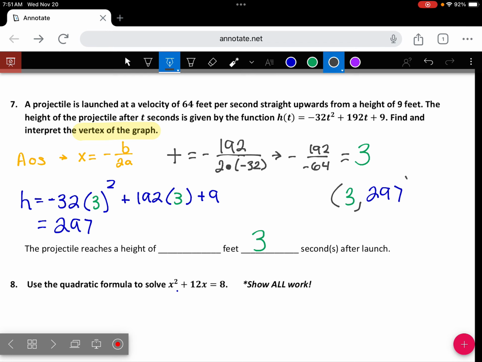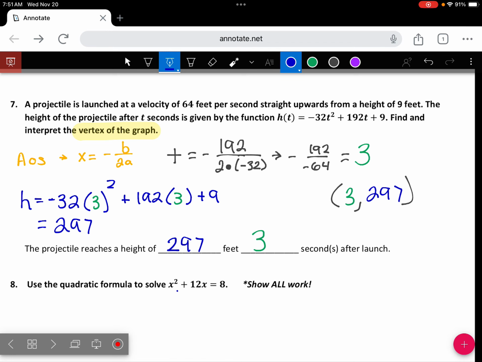So the height that our projectile is at 3 seconds is what? 297. So in context, it gets to 297 feet 3 seconds after launch. So just watch your units and be careful on that. We don't have to write it in vertex form. We're just finding our vertex. Okay? So be careful with that. Make sure we practice some of these things.